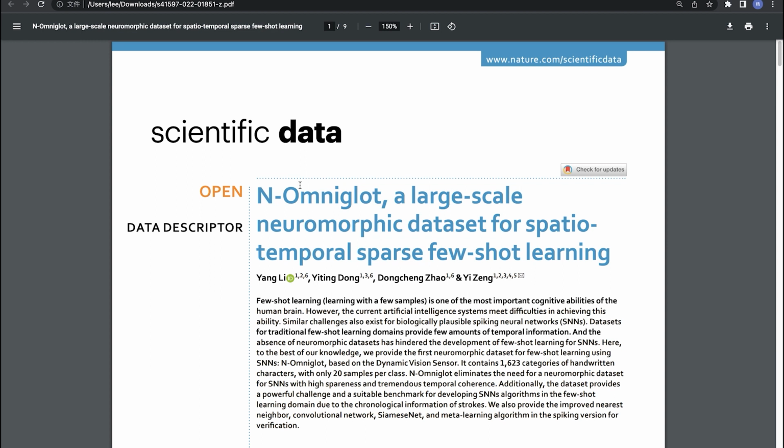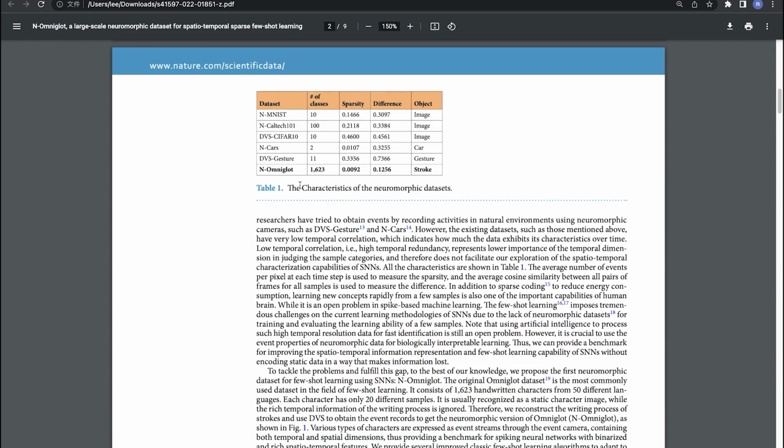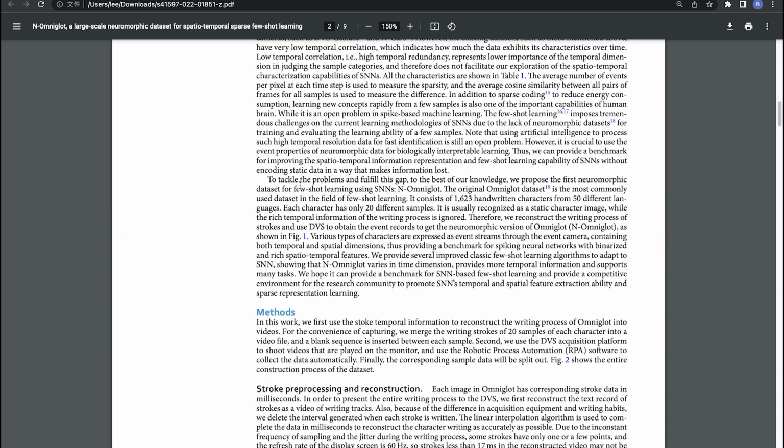However, the existing datasets have very low temporal correlation and could not fully reflect and exploit the temporal information processing capability of spiking neural networks. Their characteristics are shown in the table.